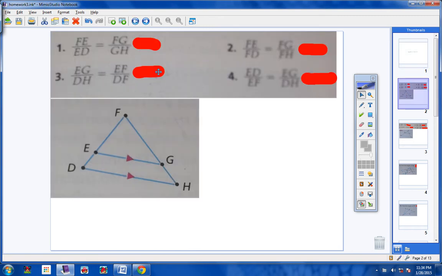Numbers 1 through 4, the directions say to determine whether the statement is true or false. Explain your reasoning. So you must give an answer or an explanation on each one, okay?